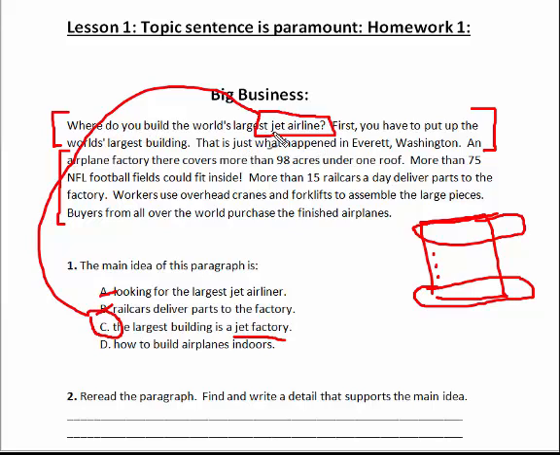Number 2, reread the paragraph, find and write a detail to support the main idea. First things first, where do you build the world's largest jet airline? We're going to build it in a big place. So we're going to need details to support, hey, we need a big factory. Here, it says airline factory is on 98 acres under one roof. That's detail number 1. Detail number 2, it says 75 football fields can fit inside that factory. Detail number 3, 15 railroad cars deliver parts to the factory. Any one of those 3 is going to work for the answer for number 2. We're going to scroll down and take a look at number 3.